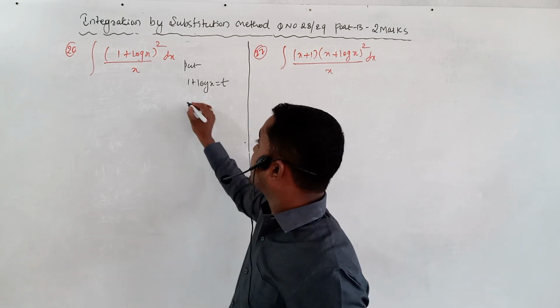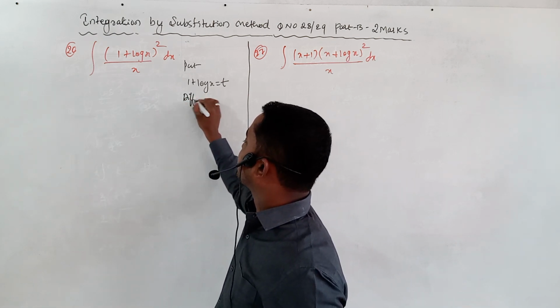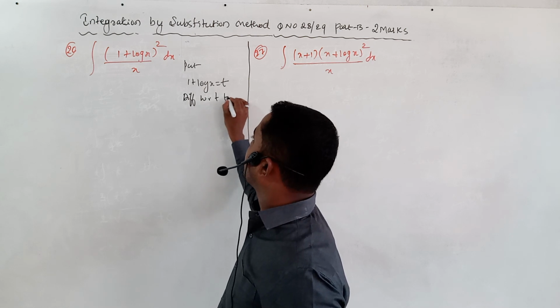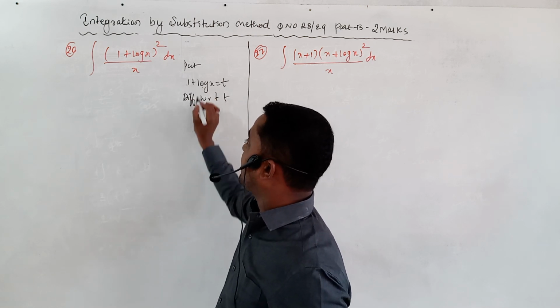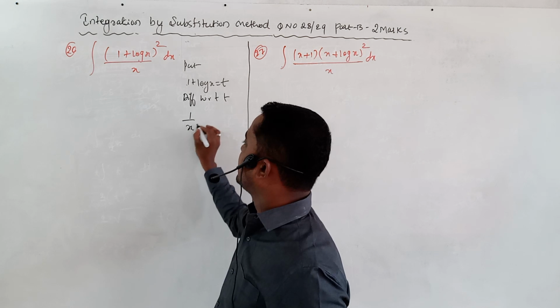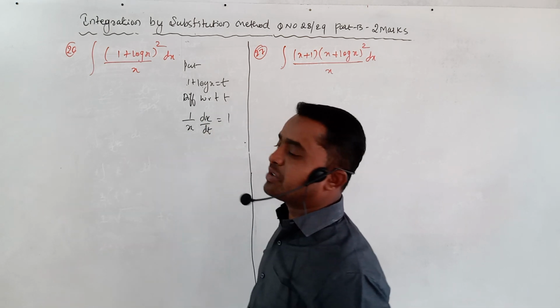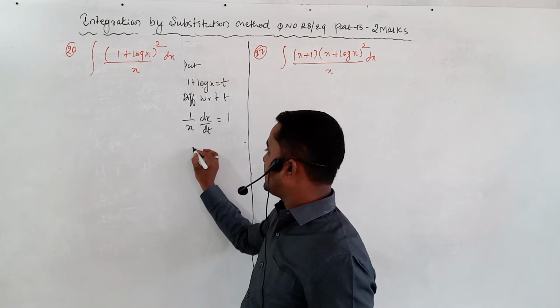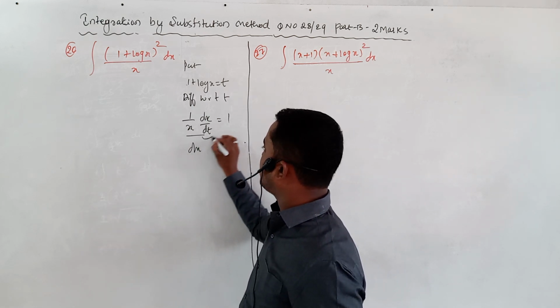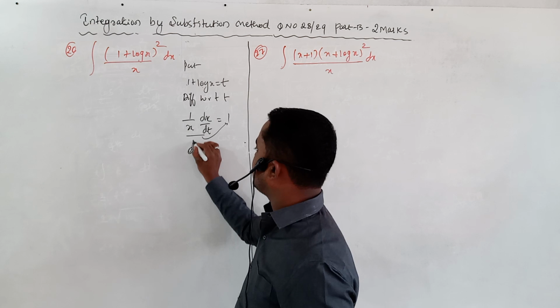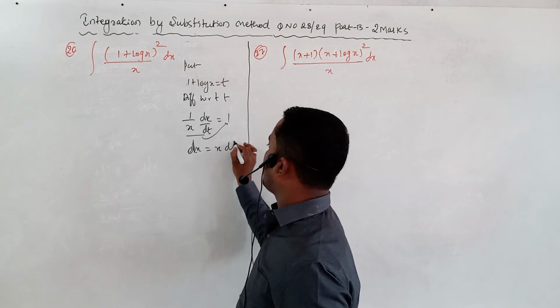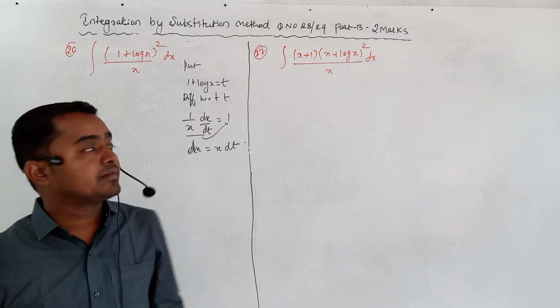Then differentiate with respect to t. Derivative of 1 is 0. Derivative of log x is 1 by x. So dx by dt is, the derivative of t with respect to t is 1. Now solve for dx: dx is equal to x into dt.